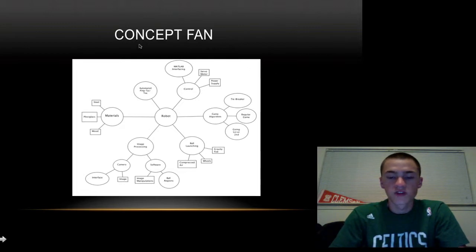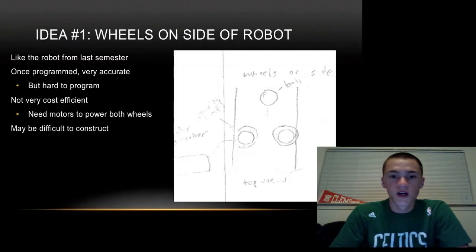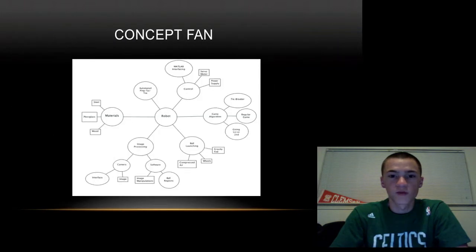We have constructed the concept fan as well as the concept evaluation matrix to determine which one of the possible solutions to our robot problem we will use. The concept fan was generated using ideas that we might need for the robot, such as the game algorithm. We might need different ideas for that, such as a tiebreaker, or if it's just a regular game, or if it's going first or second, depending on which player you are.